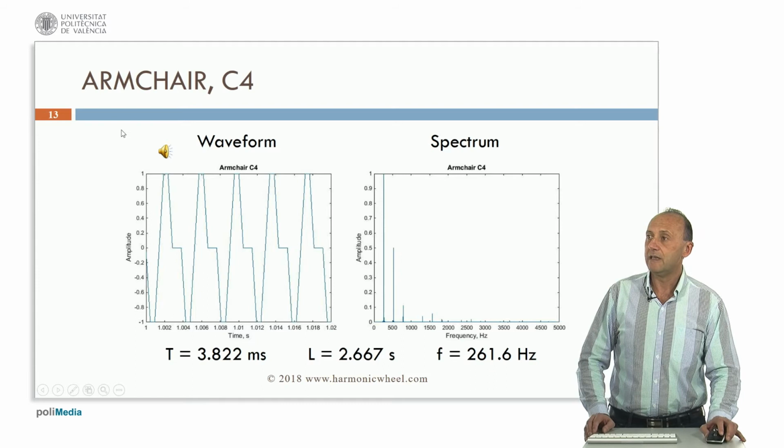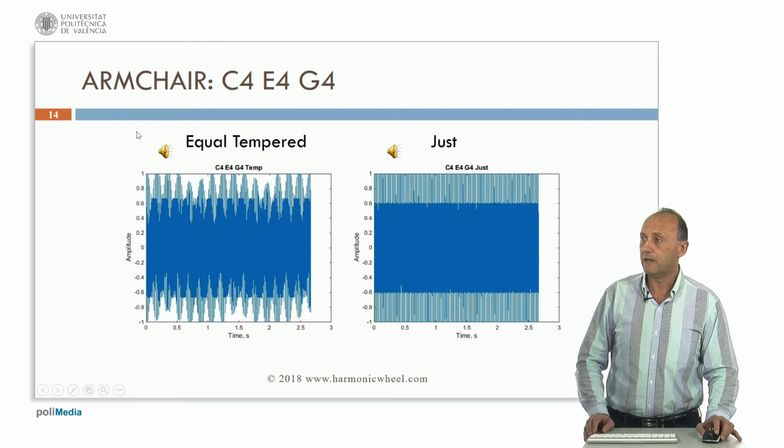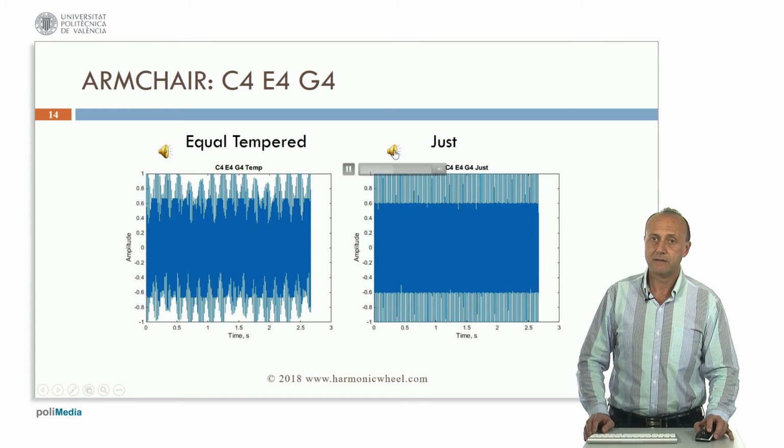This is the sound. This signal has several spectral lines. Let's listen to a C major chord with this sound, equal temperament. We can clearly perceive the beats, while in just intonation, there are no beats. Again, equal temperament, with beats and just intonation, no beats.